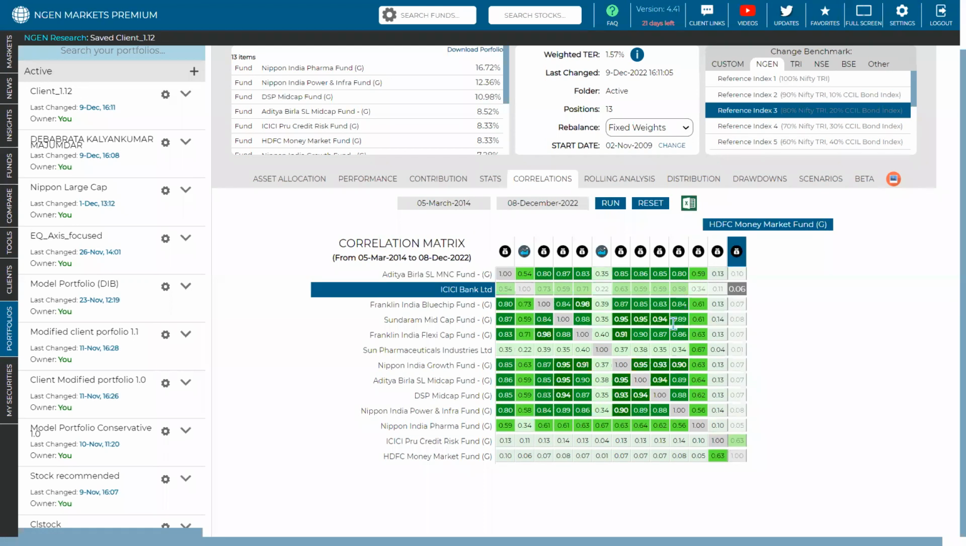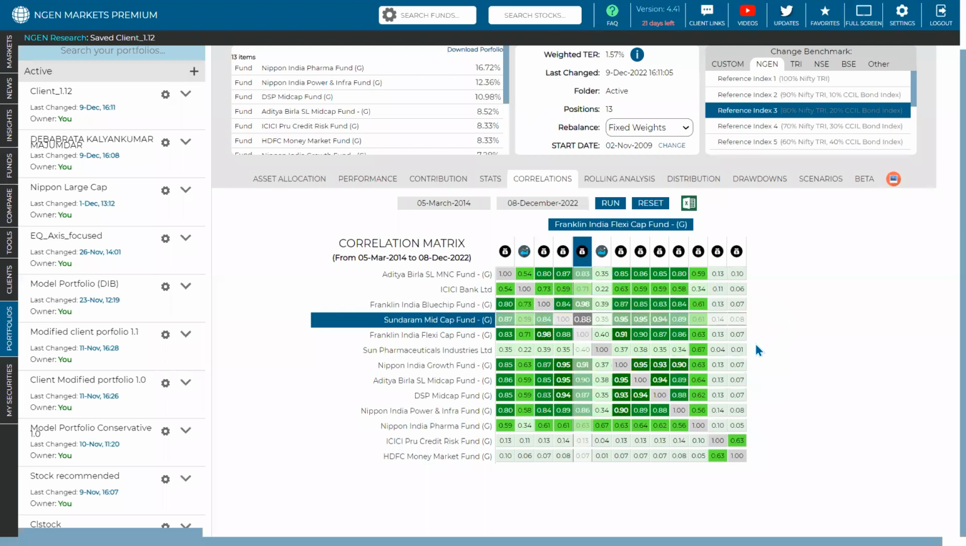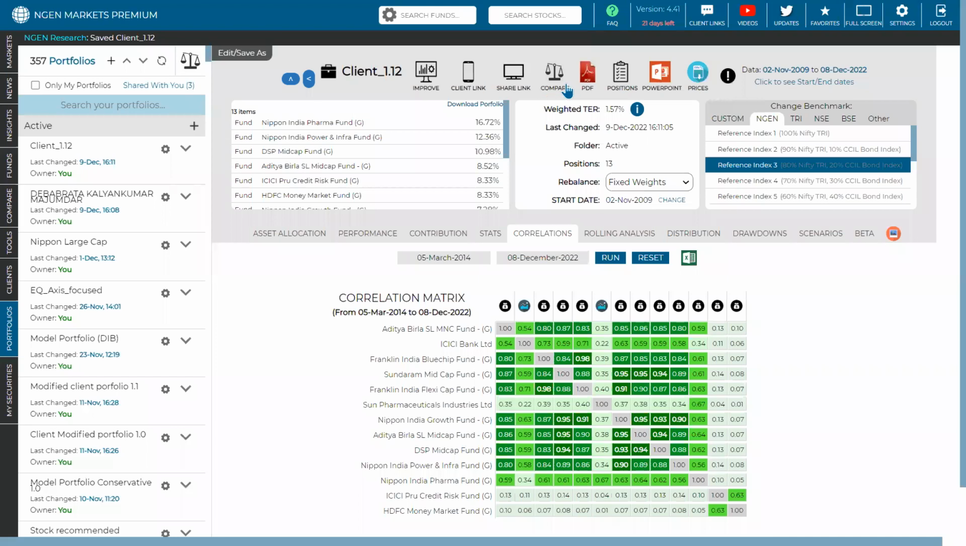Positional overlap means, if we have some funds, I want to see the overlap between the stocks of those funds. So only on the fund level, because there are some stocks in this system. But let's say we go ahead and we want to check the positional overlap. There are two ways to check the positional overlap of this client. One is to directly click on this compare button, right?